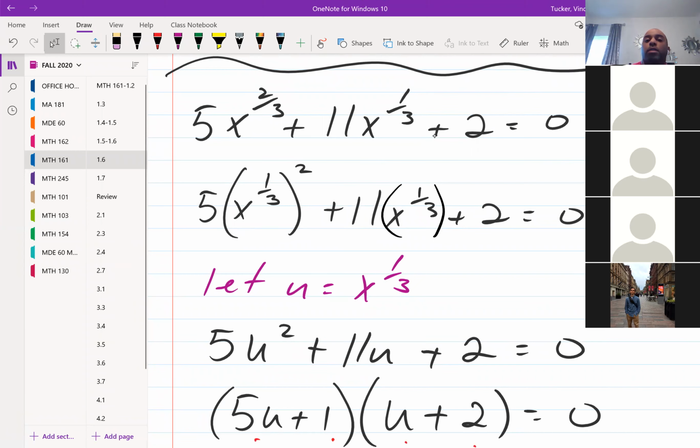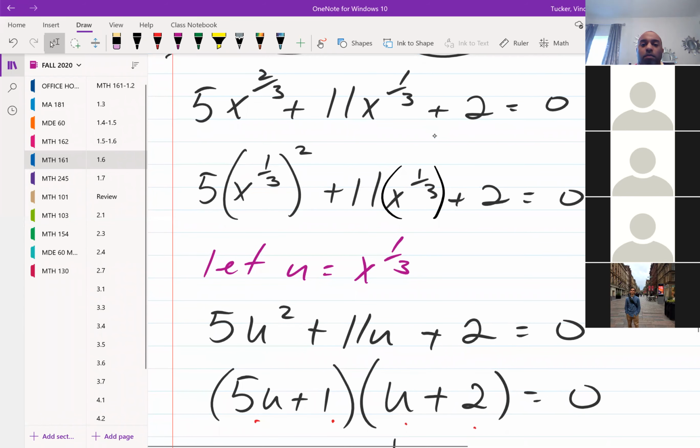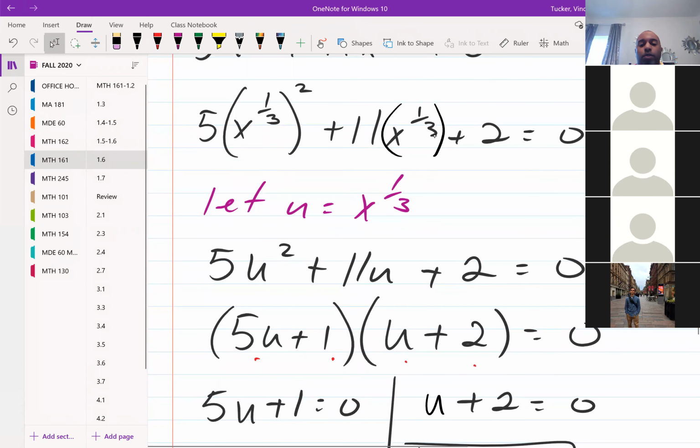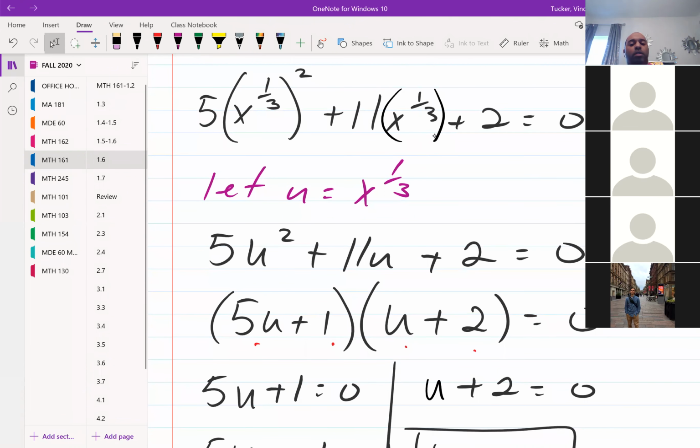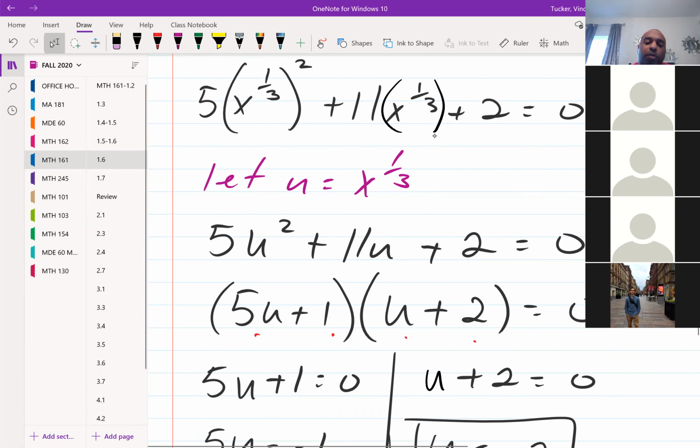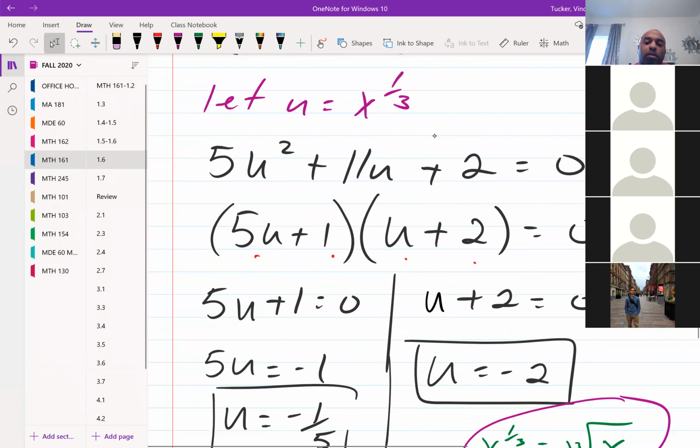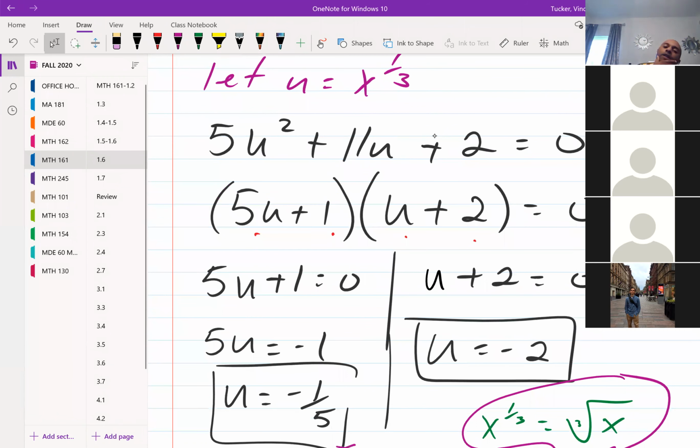Factor that, that'll be (5u plus 1)(u plus 2). Once again, if you want to use your quadratic formula, you can. So set each part equal to 0. 5u plus 1 equal to 0 will be u equal to negative 1/5. And then u plus 2 equal to 0 will be u equal to negative 2.